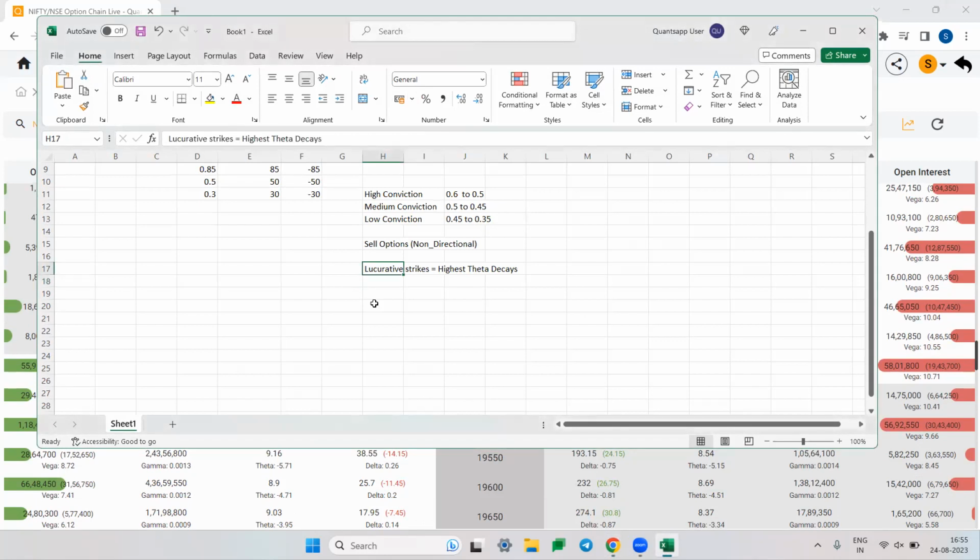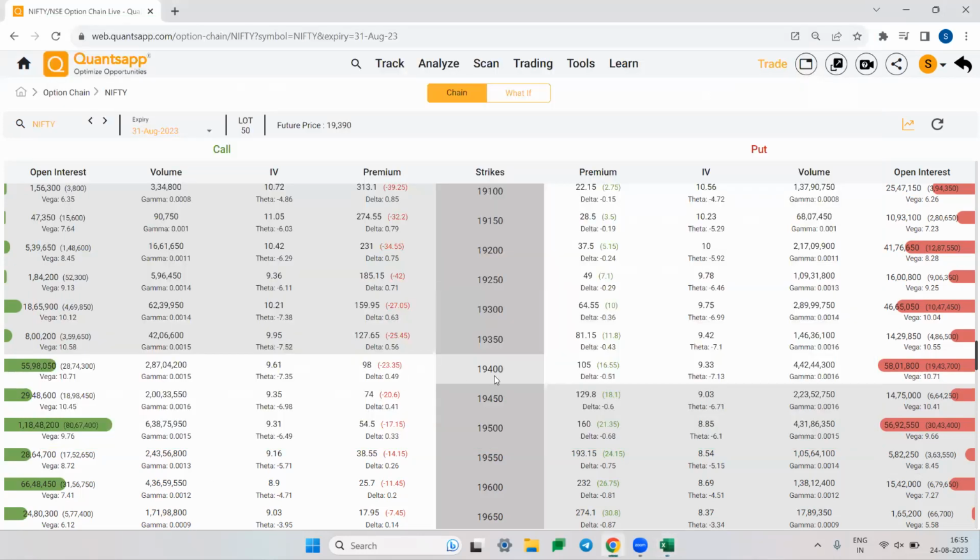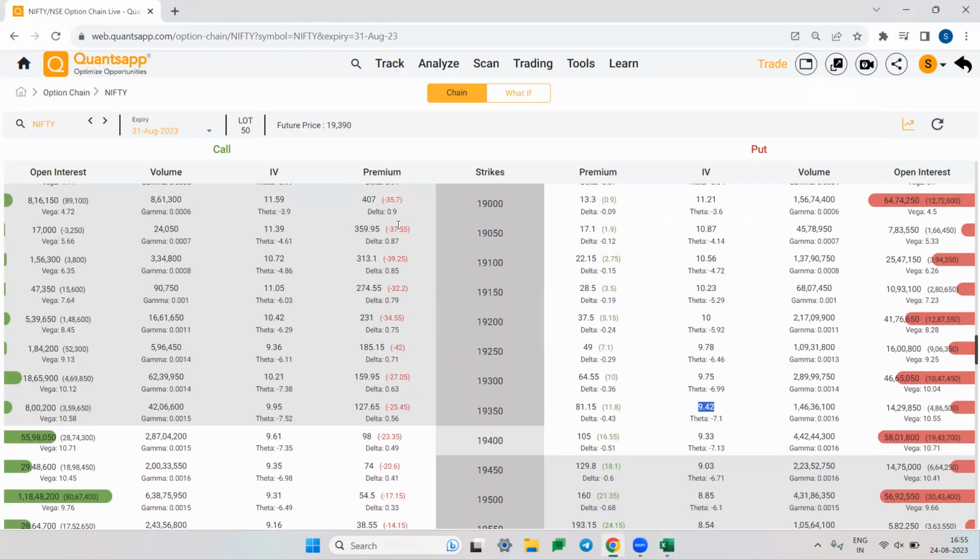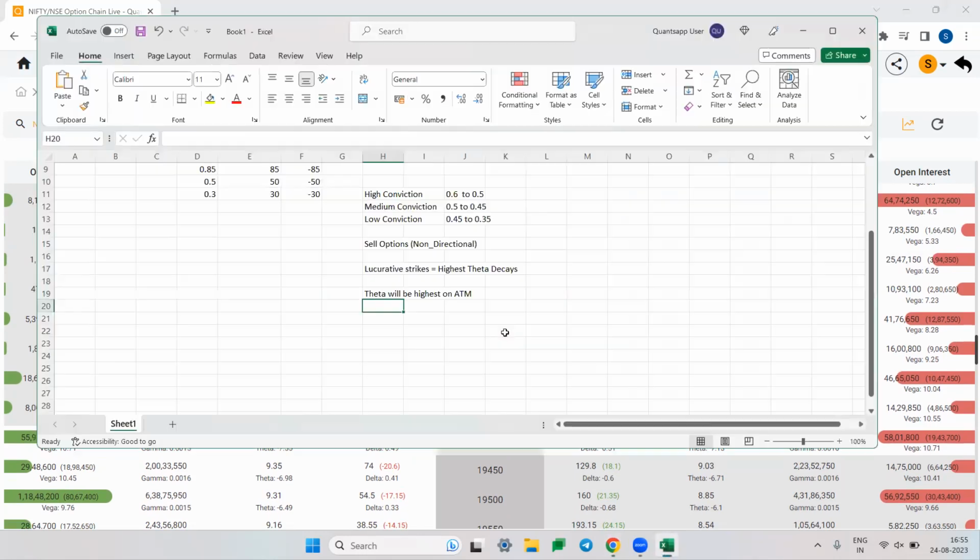Now, in most cases, theta will be highest at ATM. So what could be my option selling trade? I can go ahead and sell ATM options. In this case, I can sell maybe 19,350 here and 19,350 here, and I can buy the hedges so that I don't get an undefined loss. Protect myself with hedges using OTM options. For a consolidating market, this is what we will do.